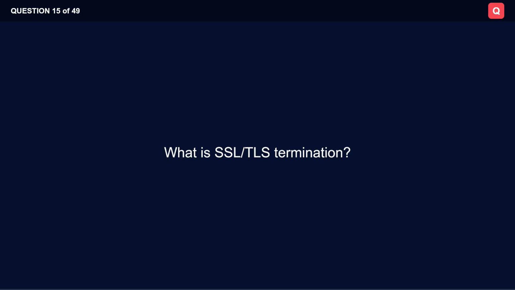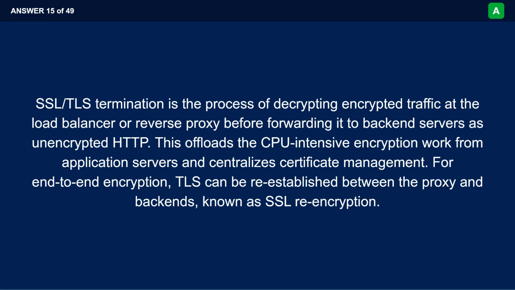What is SSL/TLS termination? SSL/TLS termination is the process of decrypting encrypted traffic at the load balancer or reverse proxy before forwarding it to backend servers as unencrypted HTTP. This offloads the CPU-intensive encryption work from application servers and centralizes certificate management. For end-to-end encryption, TLS can be re-established between the proxy and backends, known as SSL re-encryption.